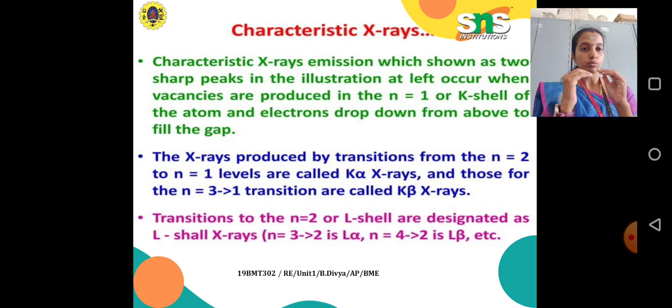From 2 to 1 is called K. From 3 to 2, we stay in the n equals 2 stage, and that is called L alpha, L beta, etc. Likewise, the transition of X-rays moves from shell to shell as the electron beam hits the target. Okay, thank you.